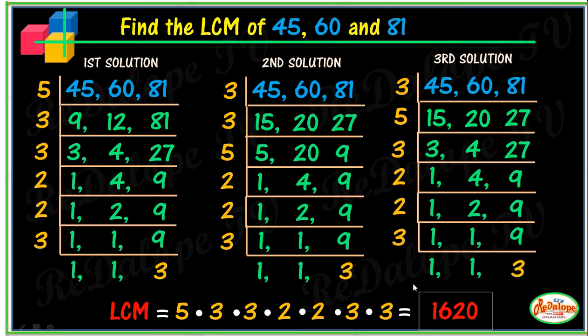Now mapansin natin, 1, 1, 3 are now co-prime numbers. That is the same when we multiply the prime divisor multiplied by the prime quotient, and that will yield exactly 1620. So let us check. 3 times 5, so that is 15, times 3, 45, times 2, 90, times 2, 180, times 3, 540, and then times 3, so that is exactly 1620.